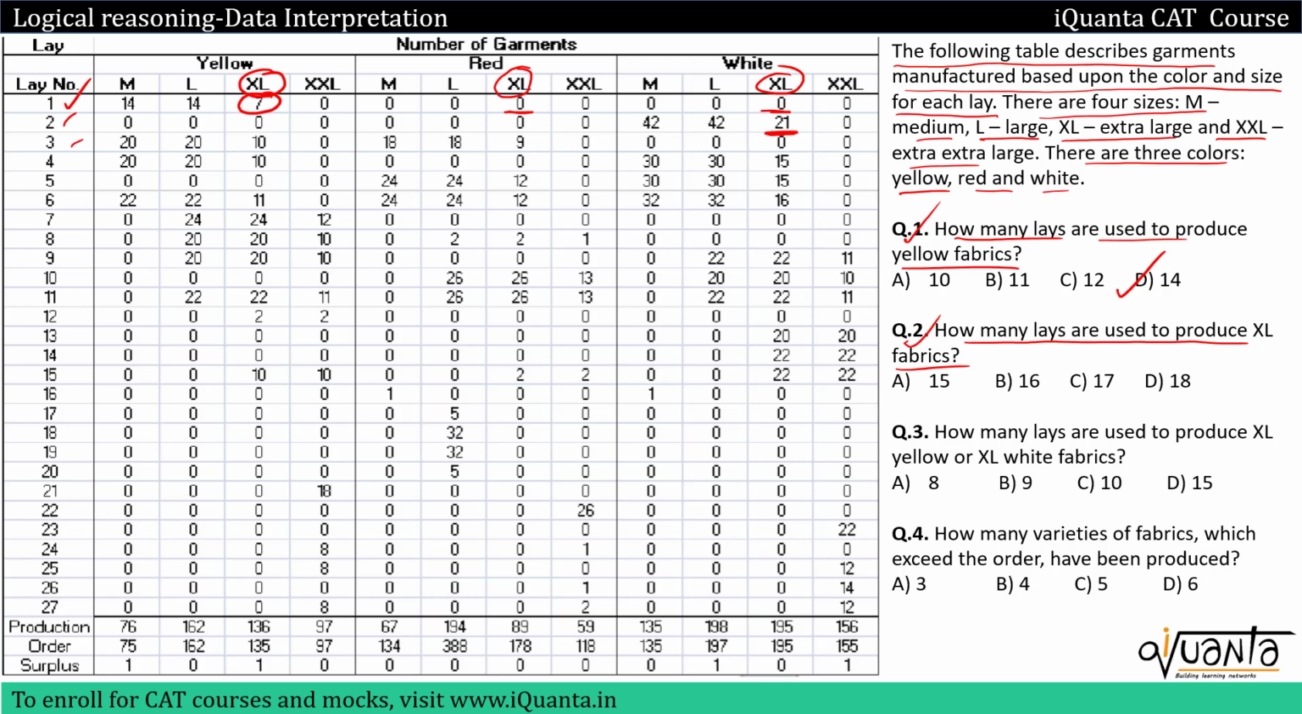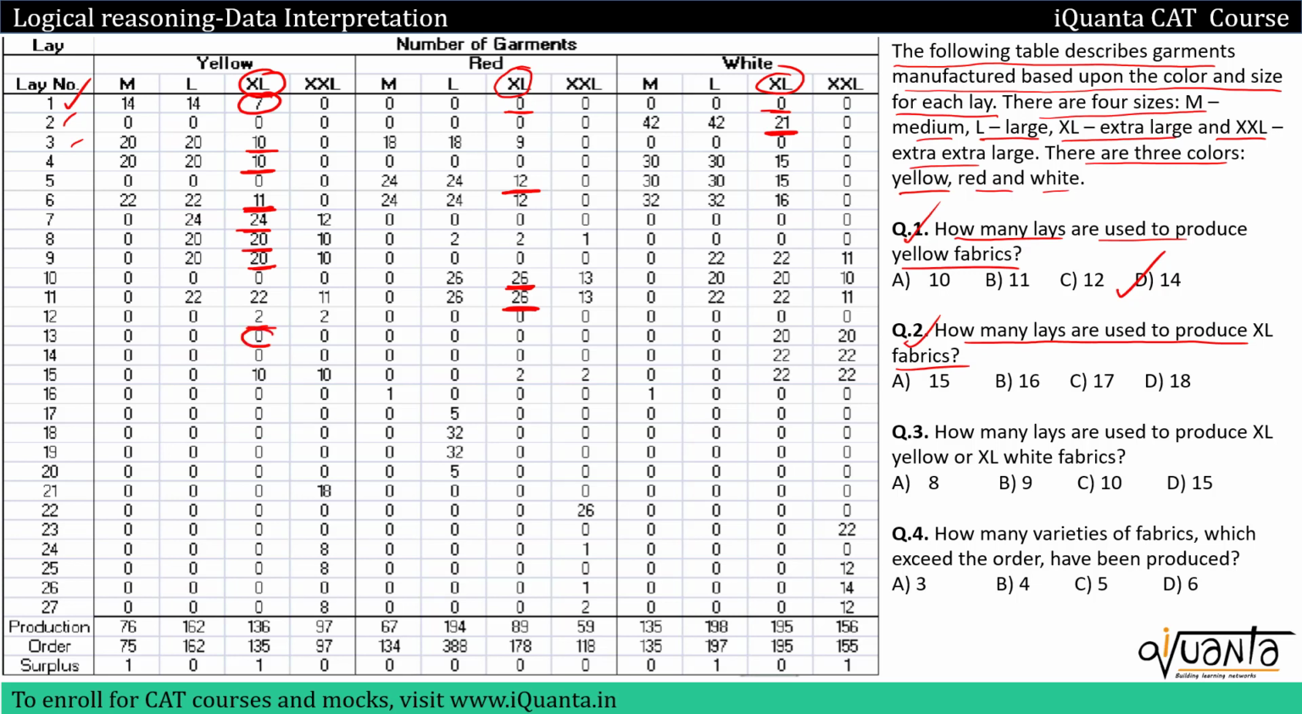Lay number 3, we have 10 here, 4 we have 10 here, then lay number 5 we have 12 here, 6 we have 11 here, 7 will also be counted, 8 will also be counted, 9 will also be counted. For lay number 10 we have 26 here, so it will be counted. 11 will also be counted because we have 26 here for red. Then 12 we have 2 over here, so this will be counted.